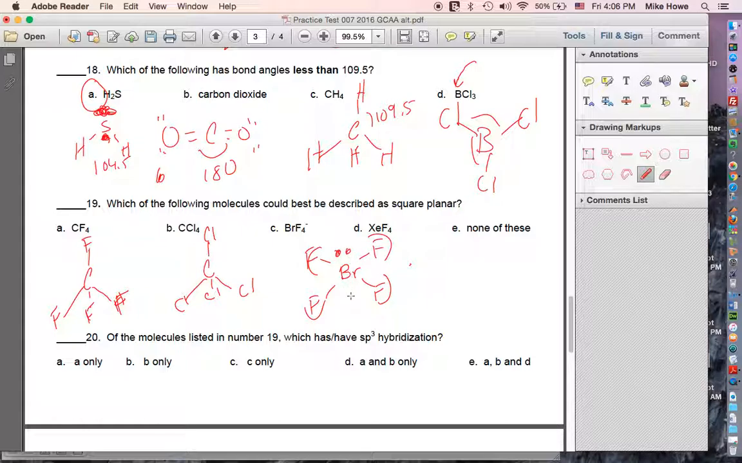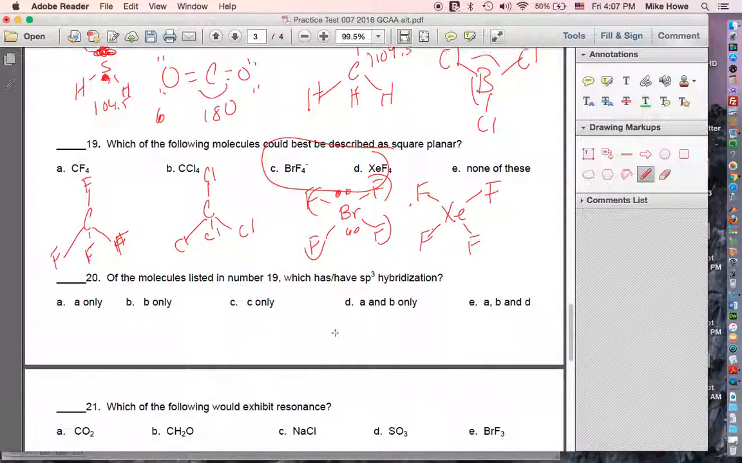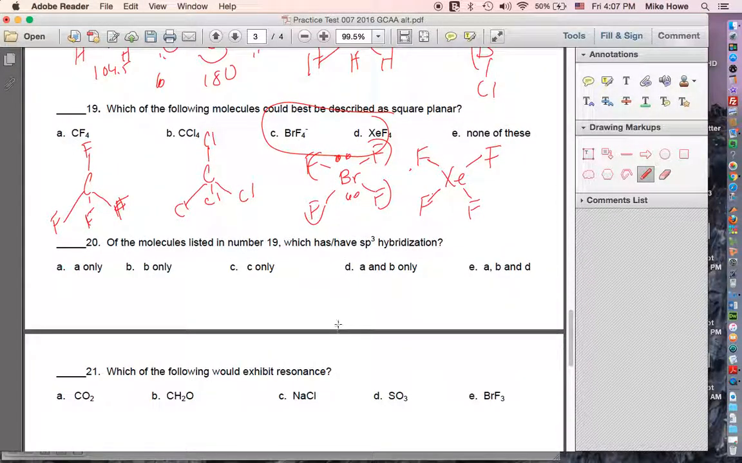So here and here. So that's a square planar, and this one also is a square planar, the same number of valence electrons. So the answer is either C or D. I would take both. And the molecules listed number 19, which have sp3 hybridization. Let's see, sp3 would be this one, 4 domains, and this one, 4 domains, so A and B only.